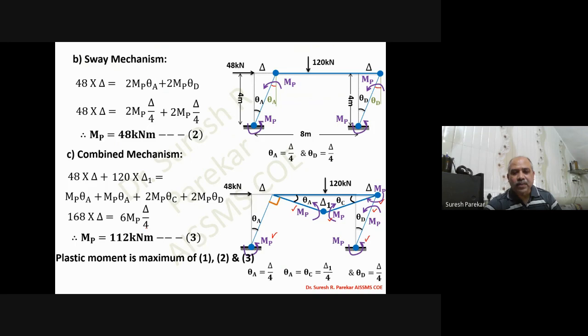Then the plastic moment is the maximum of 3, 1, 2, 3, and from this we get mp equal to 120 kilonewton meter. So likewise we have to solve the problem. If you have a UDL and a combination of loads, then this method becomes lengthy. We have a number of beam mechanisms and sway mechanisms, and then we have to combine them one by one, sway with one beam mechanism, sway with another beam mechanism, and then the combined mechanisms increase, and automatically the independent mechanisms increase.